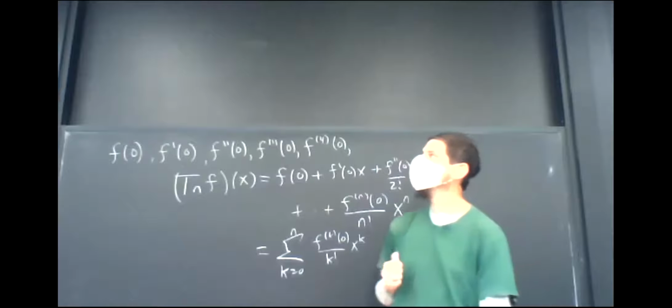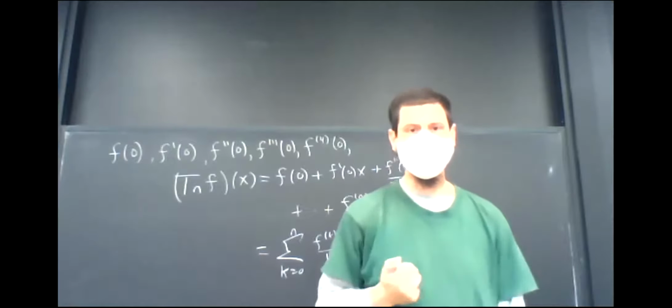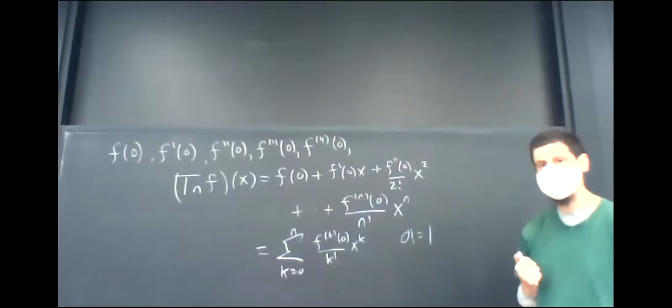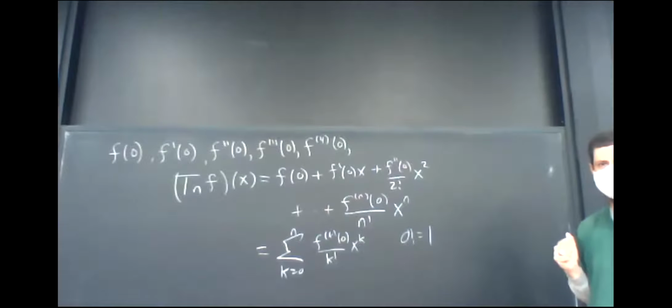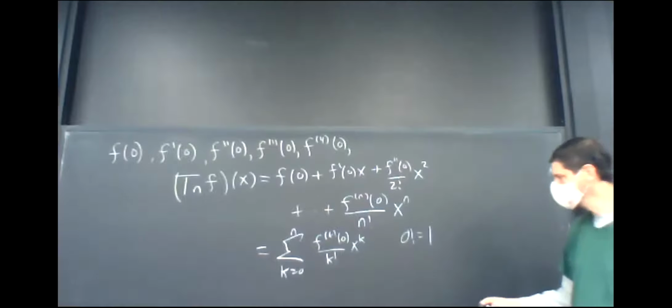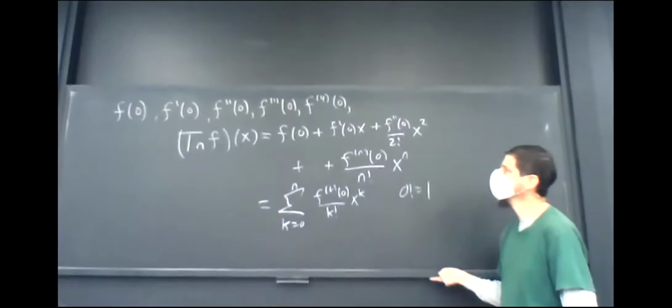So 0 factorial should be read as how many ways are there to do nothing? How many ways are there to order just one object? Or is it to order no objects? There's one way to do nothing. There will never be another show like that.